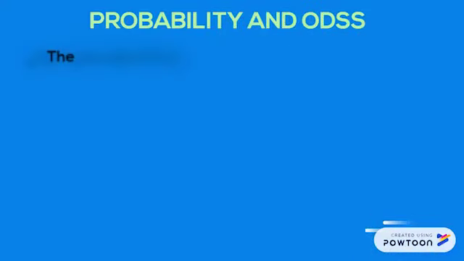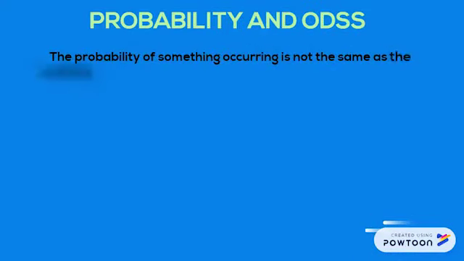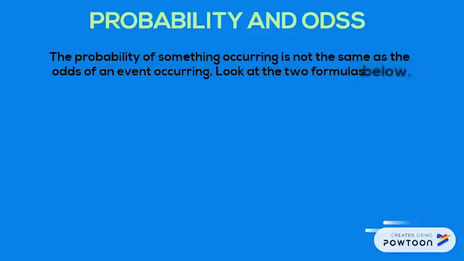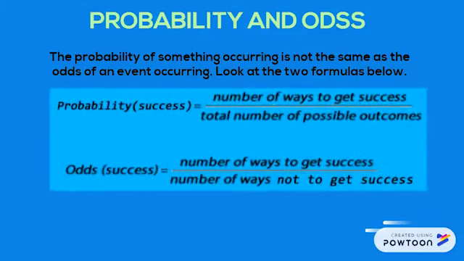Probability and odds. The probability of something occurring is not the same as the odds of an event occurring. Look at the two formulas below. Probability of success: we divide the number of ways to get success by the total number of possible outcomes. Odds of success: we divide the number of ways to get success by the number of ways not to get success.